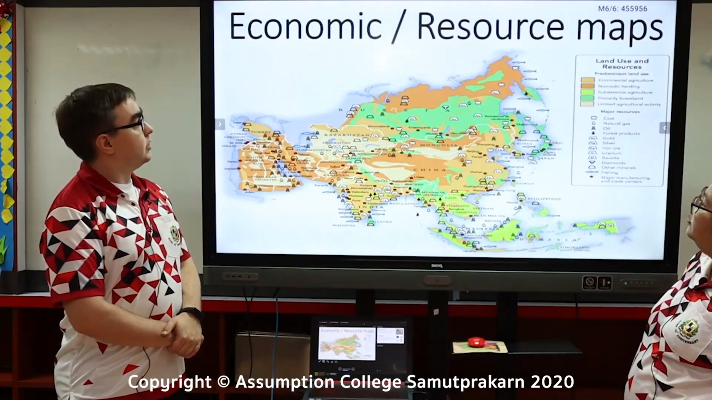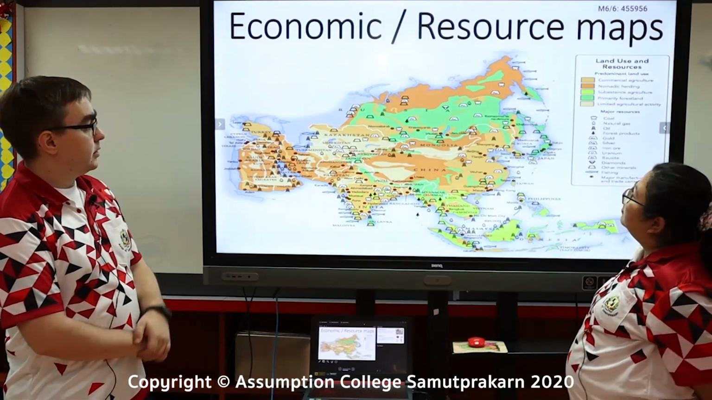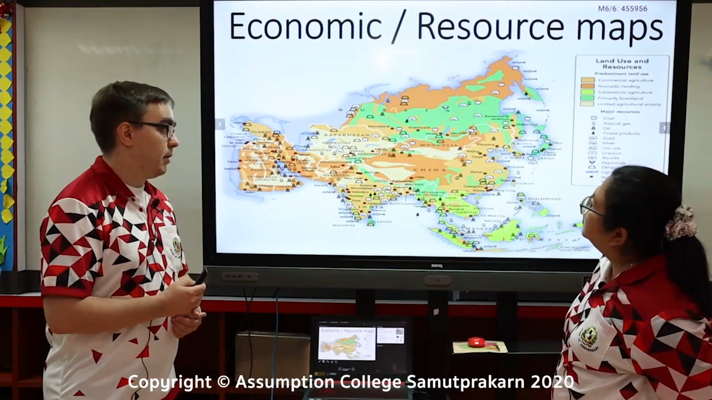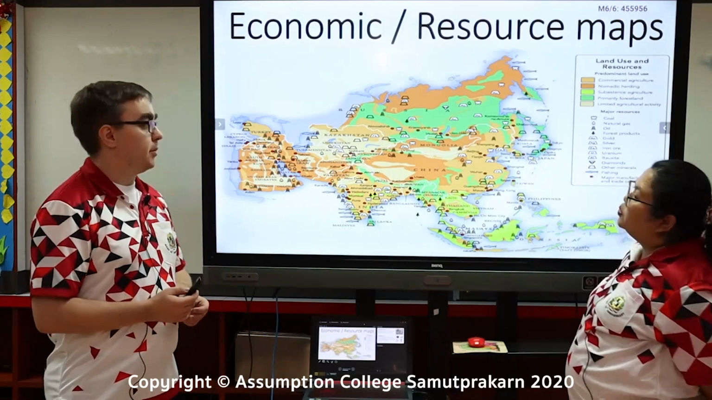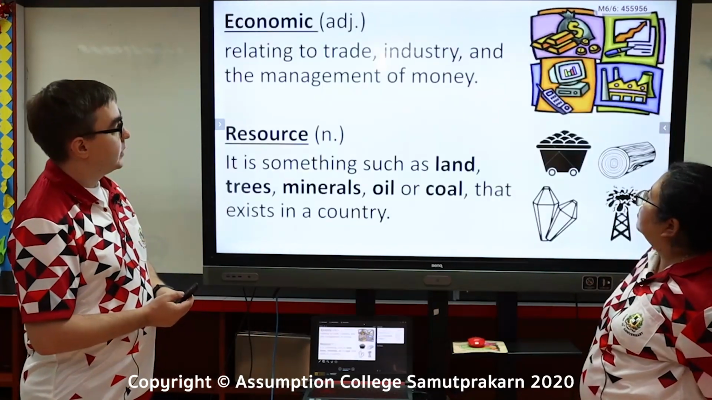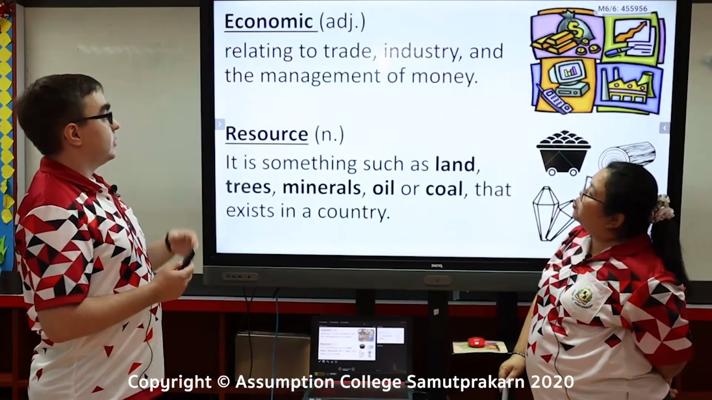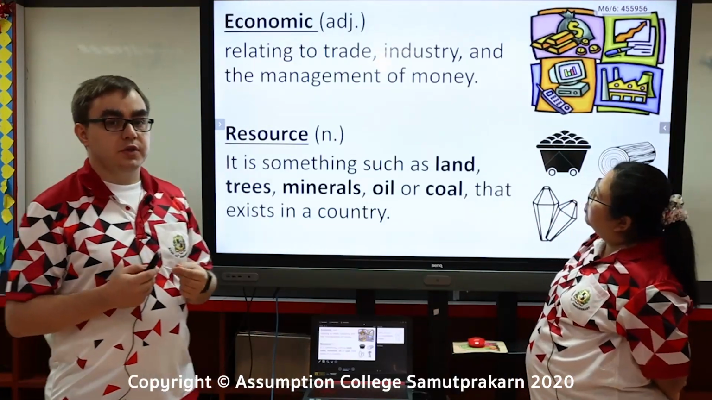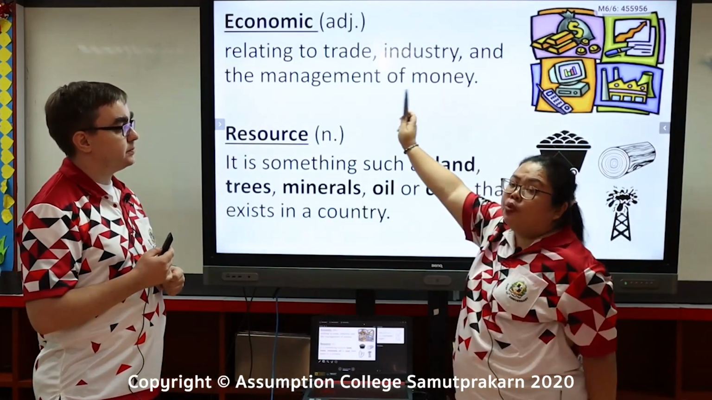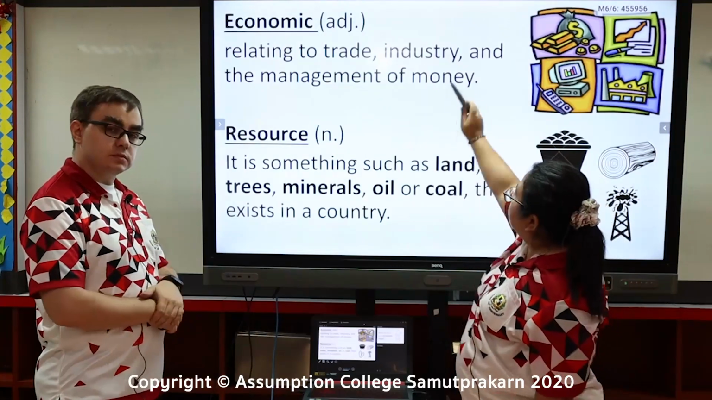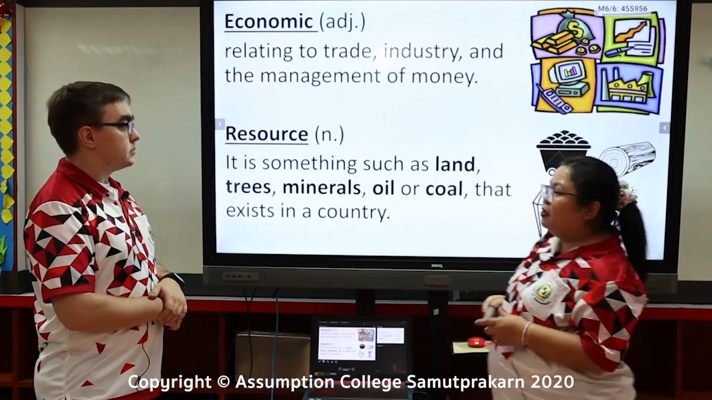Now let's talk about economic or resource maps. As you can see, this map also uses colors or symbols like a physical map, but the topic of this kind of map will be completely different from a physical or topographic map. First, let's discuss the word economic. Economic means something related to trade, industry, or basically the management of money. Okay, trade means การค้า, industry means อุตสาหกรรม, and the management of money means การบริหารเงิน.